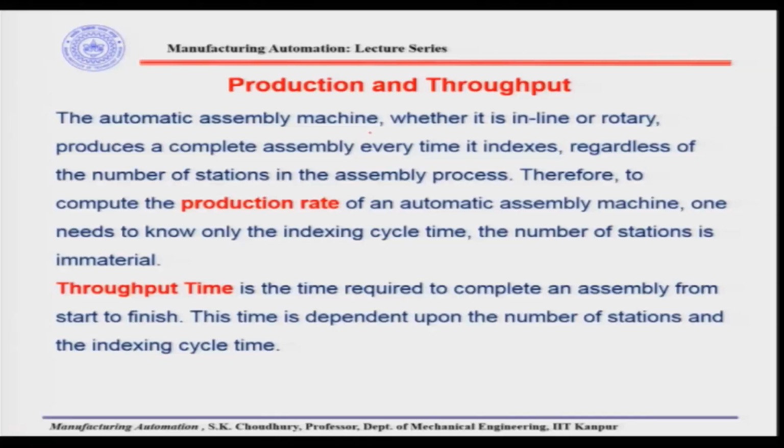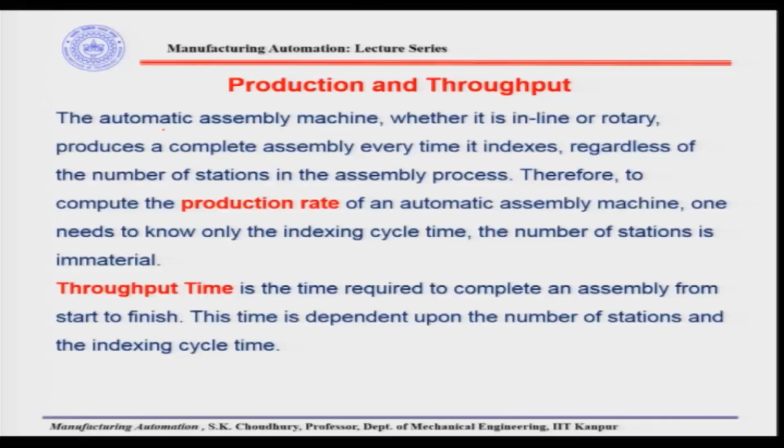Now, the automatic assembly machine, whether it is inline or rotary, produces a complete assembly every time it indexes. This is very important to understand. That is how in the first lecture I told that 10 seconds was the time taken by Henry Ford to get one car. That means each 10 seconds it indexes, one car is coming out. It does not mean that the whole car is made in 10 seconds. There is an indexing machine, the assembly is made in different workstations, so once it is indexing, at the final stage one full complete product is coming out.